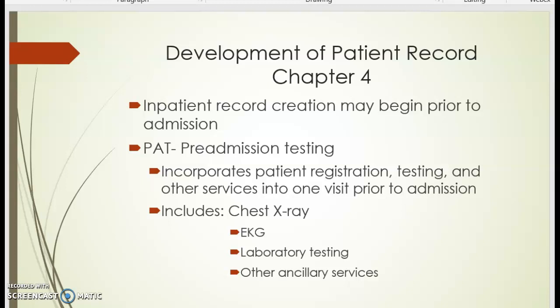Welcome to PowerPoint number 3. We are still in chapter 4, and this chapter and this PowerPoint is going to be the development of the patient record. So let's go ahead.